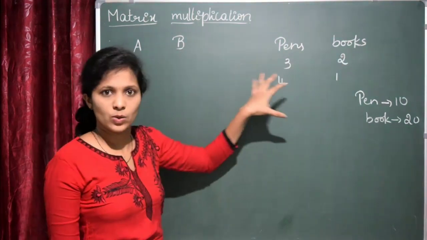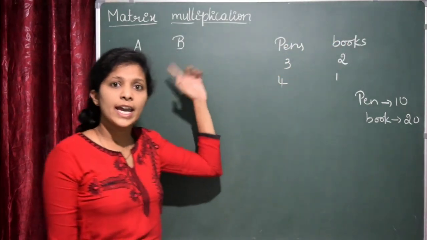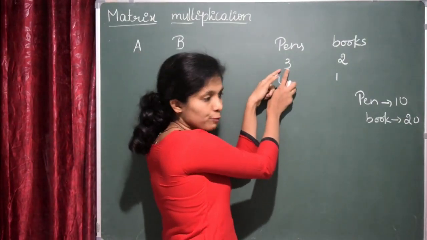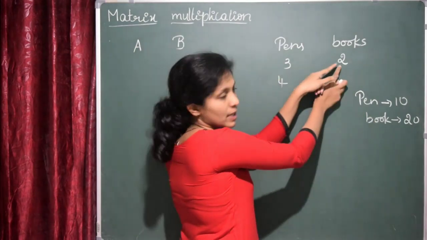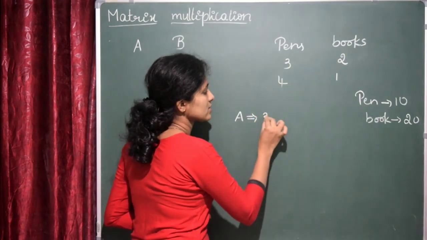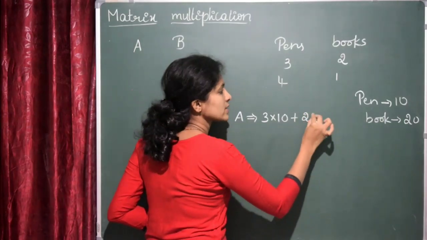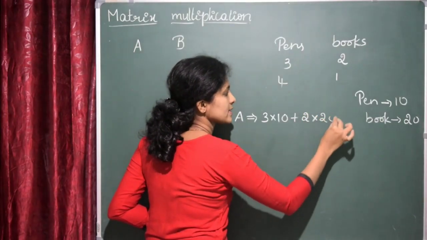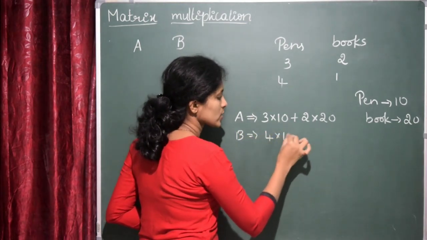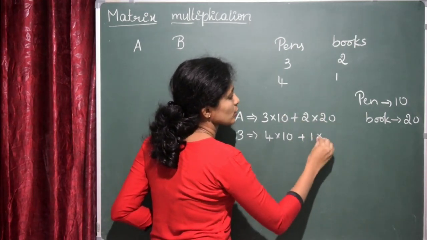Now, how much amount does the first person A have to pay to the shopkeeper? You just have to multiply the number of pens into the cost of a pen, plus the number of books into the cost of a book. So A has to pay 3 pens into cost of pen 10, plus 2 books into cost of book 20 rupees. And B has to pay 4 pens into 10, plus 1 book into 20.